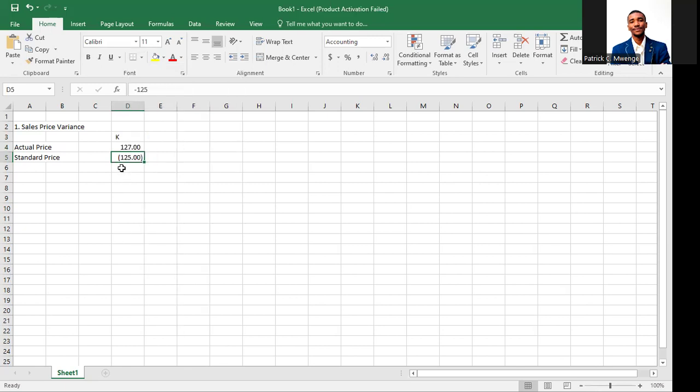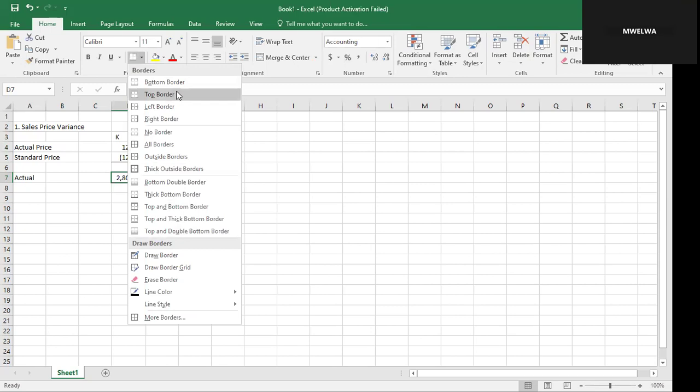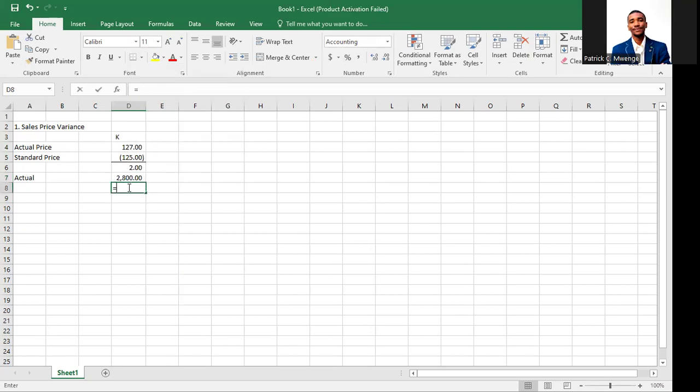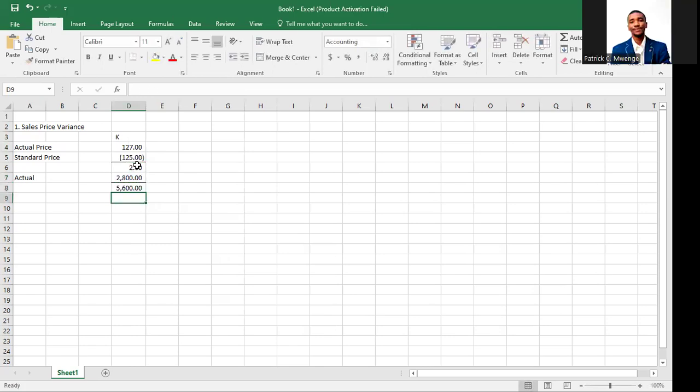And then after we find the variance from the perspective of the price per unit, we multiply it by the actual units that were sold. So this minus 125, this 2 kwacha is the variance. And then what were the actual units that were sold? The actual units that were sold were 2,800, right? So 2,800 times 2 gives us the variance that we're looking for, which is 5,600.